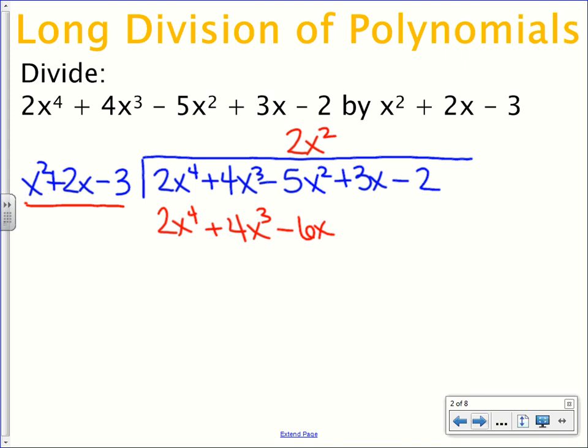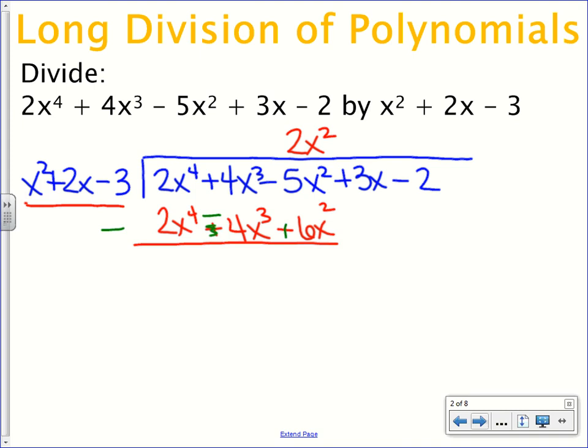negative 6x squared. If you remember from long division with integers, we need to subtract these two quantities. My advice to you, in order to remember that you're subtracting these, is to go ahead and change the sign. So we're subtracting 2x to the fourth, we're subtracting 4x cubed, we're subtracting a negative 6x squared. That way you do not forget about your subtraction.